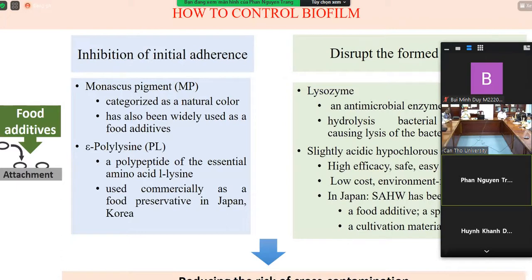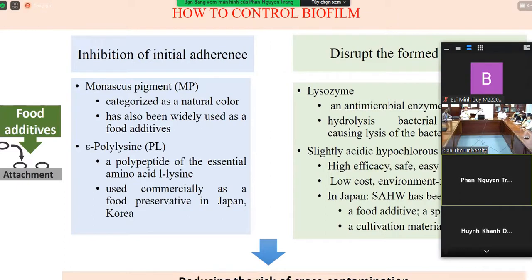In stage C, the question is how to disrupt the established biofilm. They can use enzymes and some disinfectants to try to kill the biofilm cells. As we know, lysozyme is a natural enzyme and can be found in animals and also humans. And how about slightly acidic hypochlorous water, SASW?